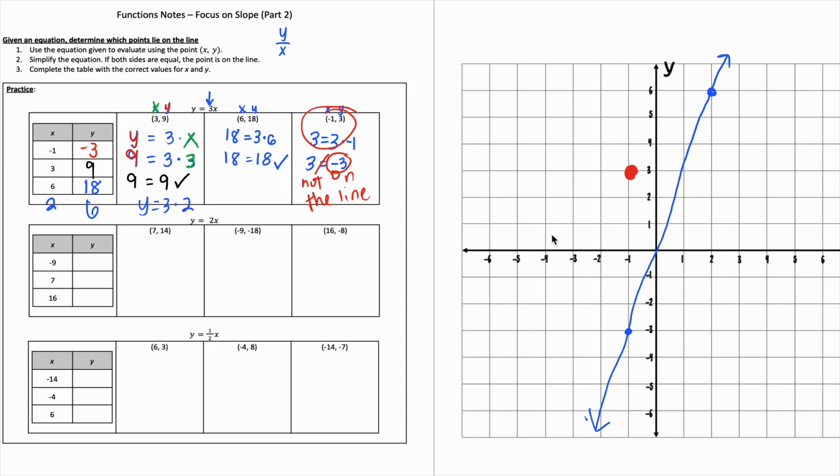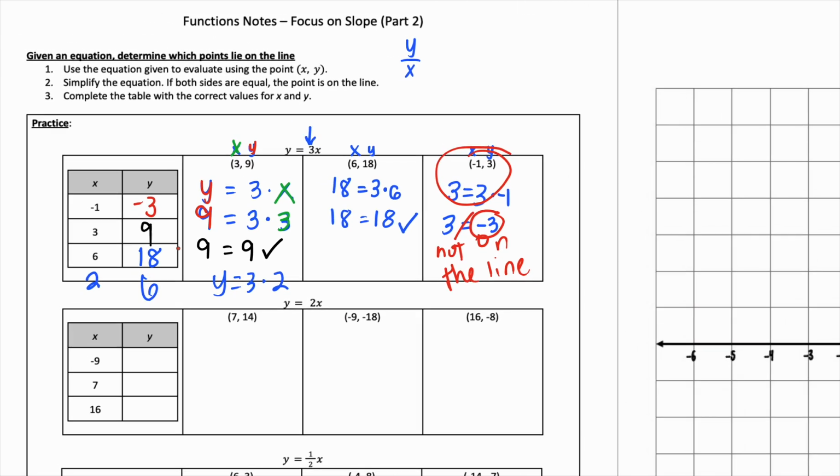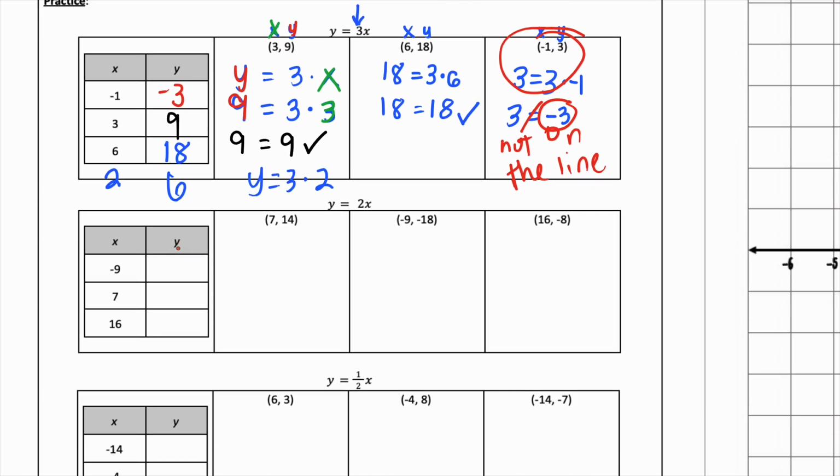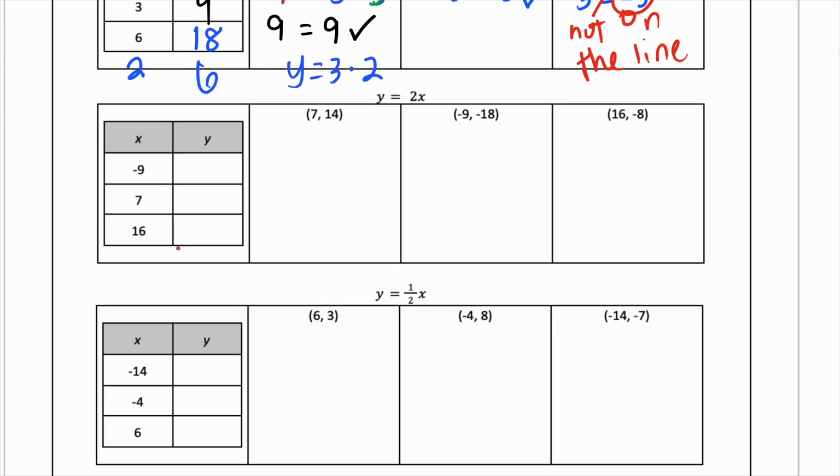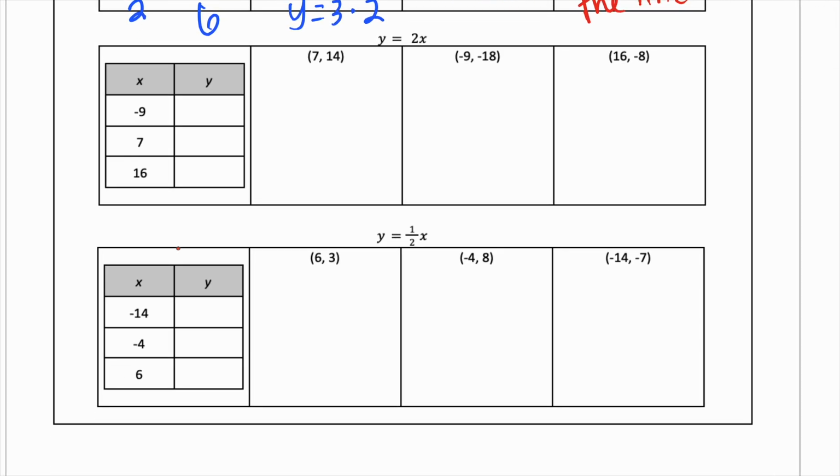So you don't have to plot the points to figure it out, but it is a nice way to visualize why that's not working. We're going to continue, so if you understand how to check each point, go ahead and move on to the next one. If not, you can follow along with me and we'll keep going. So in our next example, we have the line y equals 2x.